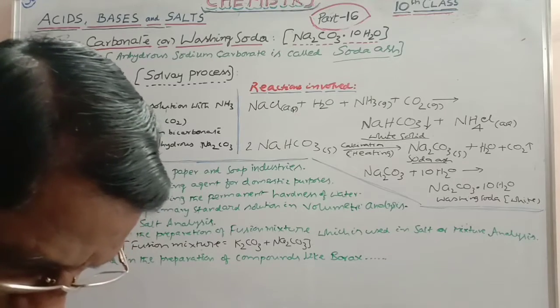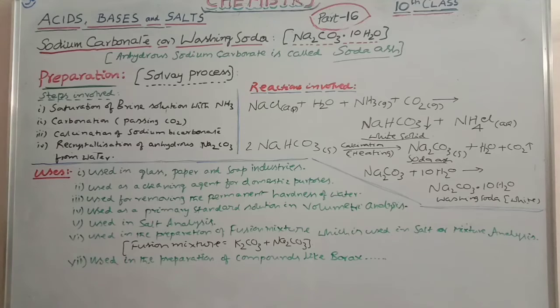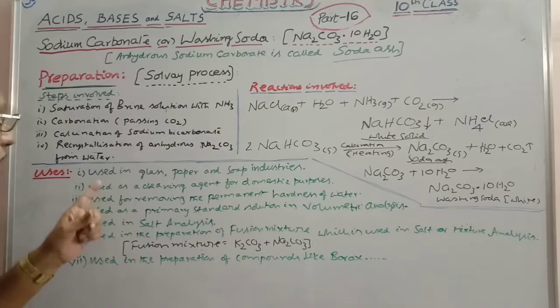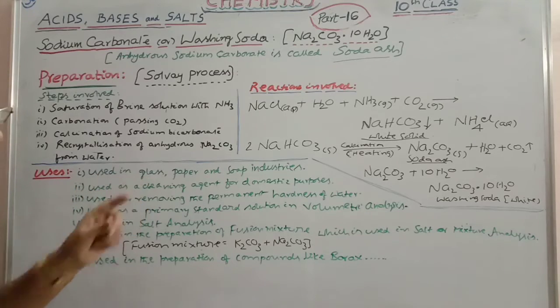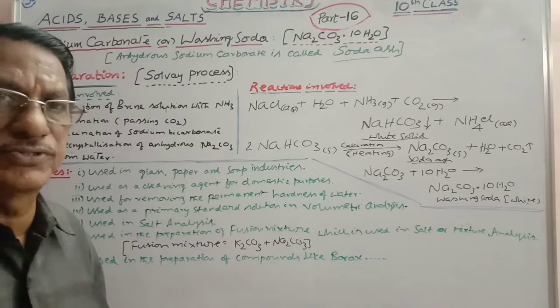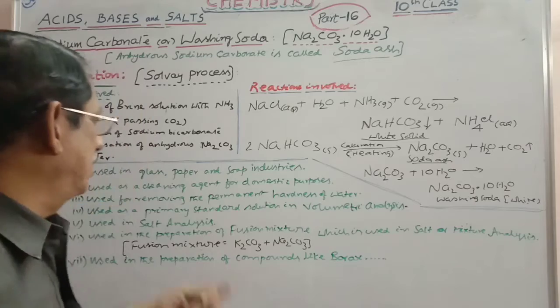Now let us consider the uses of sodium carbonate decahydrate. In what way can it be used? First, it can be used in the preparation of glass. Sodium hydroxide, silicon dioxide, sodium silicate. So in the preparation of glass, it is used.